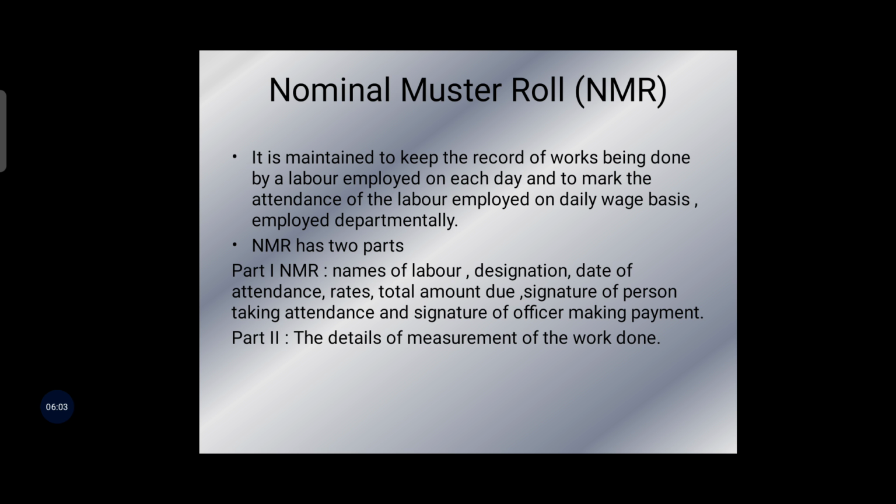For this purpose, it is necessary to keep a record of attendance of labor, and this document is called the muster roll. In NMR, that is nominal muster roll, part 1 has the name of laborers, designation, date of attendance, and rates. The second part is the detailed measurement of work done. Now, there are some rules.